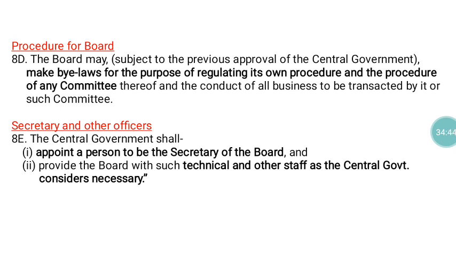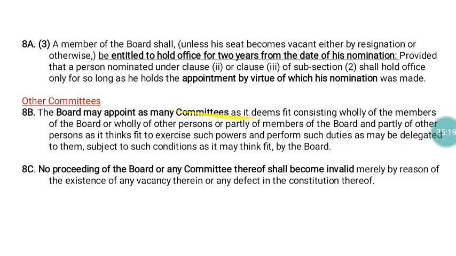Then 8E: once the Central Seed Certification Committee is formulated, for its effective functioning a secretarial service also needs to be provided. So the central government is responsible for appointing a person to be a secretary for the board, and this board should also be given technical and other staff. This will be taken care of by the central government. These provisions are in 8E. So these are all the things with reference to section 8.